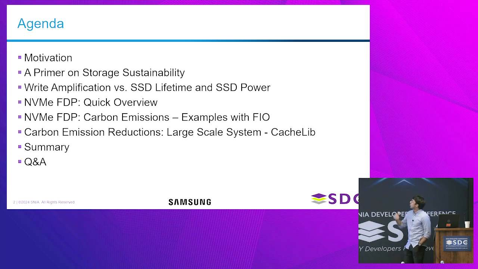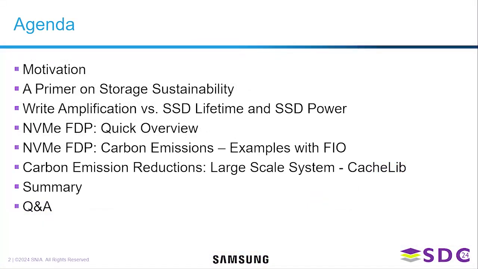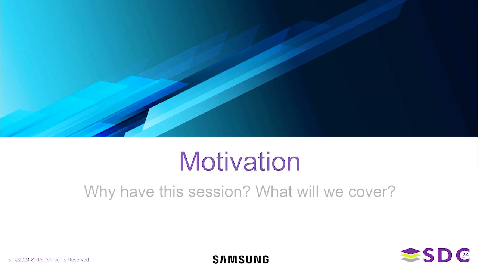And then we'll go over a bit of background on what we mean by storage sustainability, right? Amplification, SSD lifetime, and power. And then we'll get into FDP and how you can use FDP to reduce your carbon emissions. We'll go over a few examples with FIO. And finally, we'll talk about CacheLib. I think Dan gave a small glimpse into the data. We'll go a lot deeper into it here. So let's get started, right?